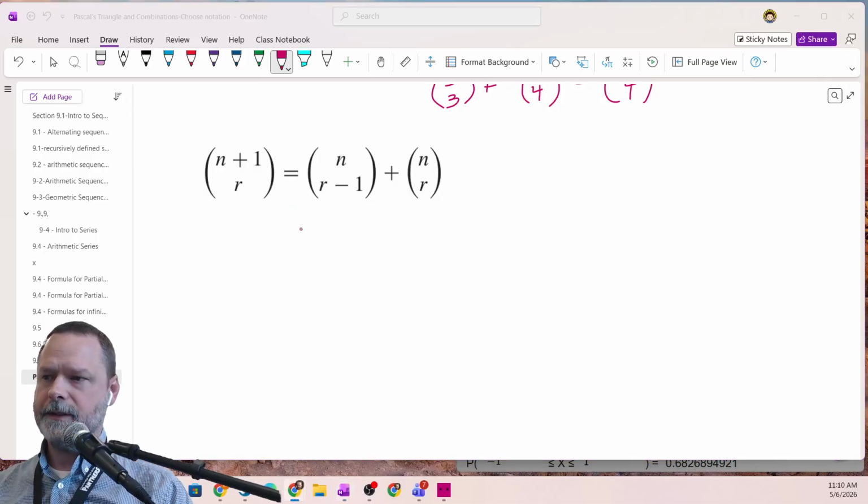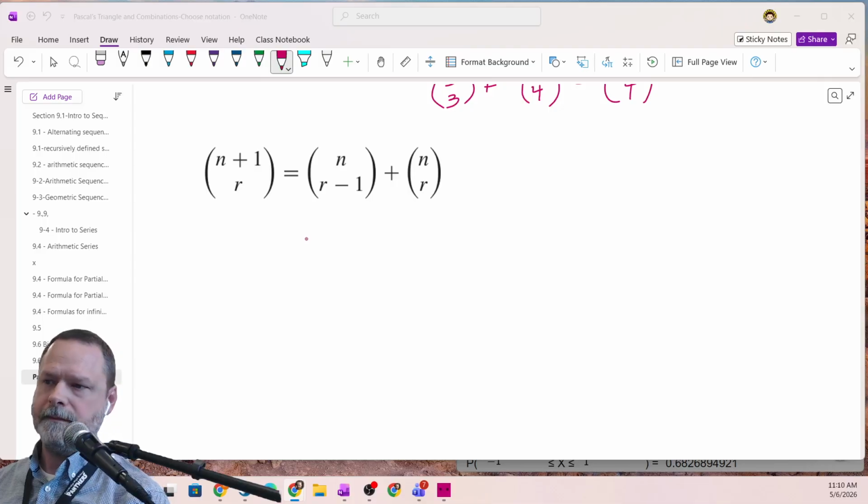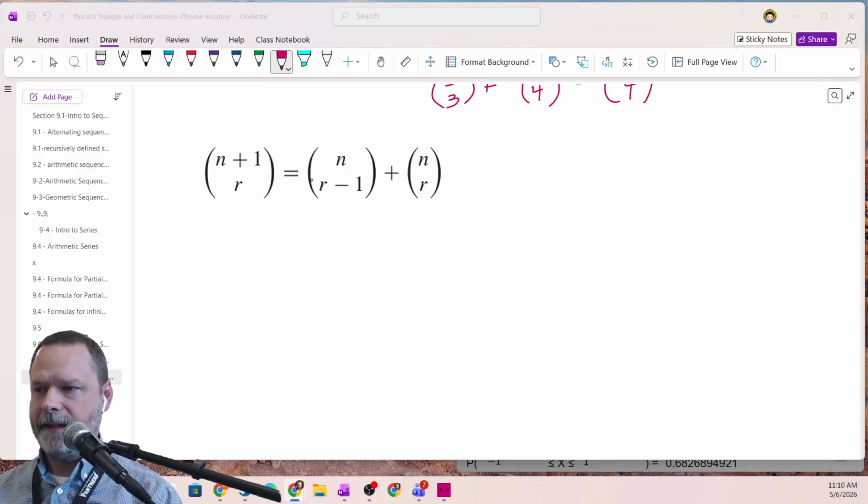So first thing to notice here, and actually I'm going to switch it around. Oh, well, no, I'm not. It doesn't matter. So let's start with the right side and see if it adds up to the left, right? So let's see if we can get this. What is the left side here?